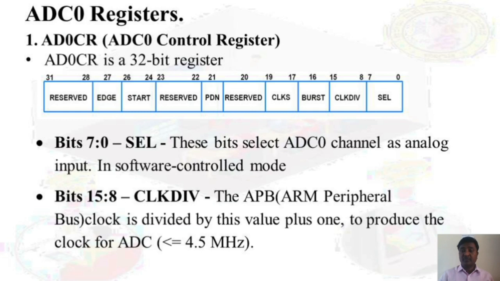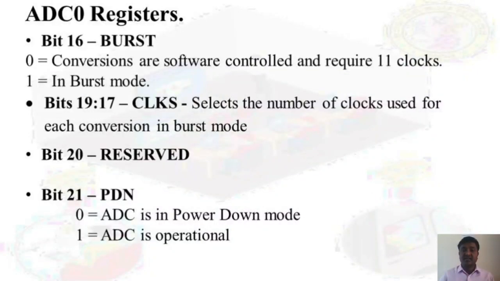Bits 8 to 15 are considered as clock division. The APB, ARM peripheral bus clock, is divided by this value plus 1 to produce the clock for the ADC. As we discussed in the beginning, the successive approximation frequency should be less than or equal to 4.5 megahertz. The next bit, bit number 16, is considered as the burst bit. If this bit is set to 0, conversions are software controlled and require 11 clocks.